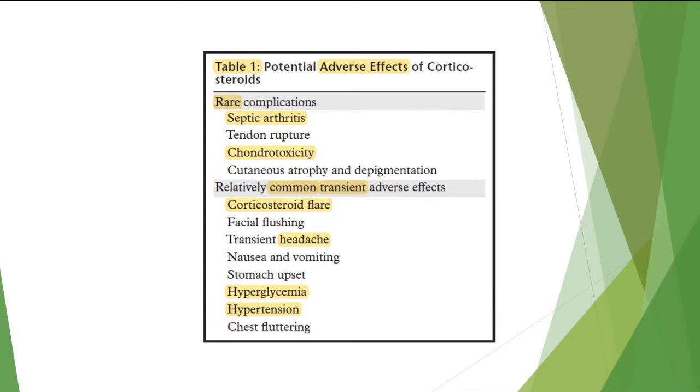Some relatively common adverse effects, but that have a short duration, is the corticosteroid flare, which is a paradoxical pain at the site of injection. And the good thing is that you explain to the patient that this is something that can happen, but if it happens, it usually doesn't last for long. So then you have others like facial flushing, headache that, as I mentioned before, doesn't take more than a couple of days to go away, nausea, vomiting, stomach upset. Then, of course, the mentioned issue of hyperglycemia.